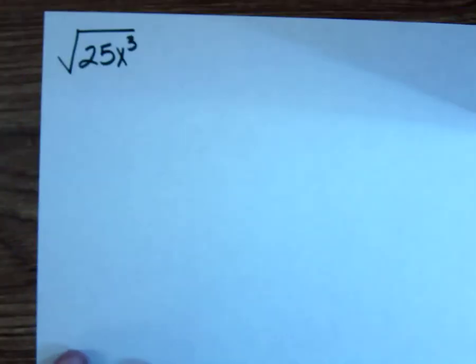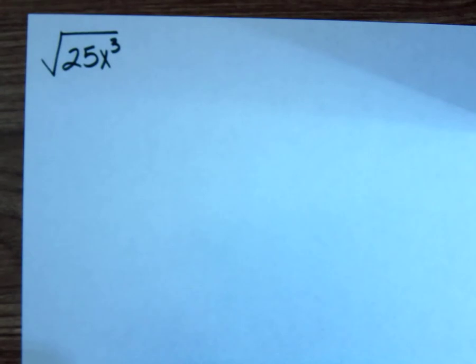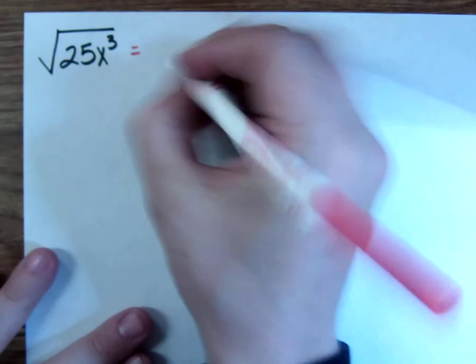Square root of 25x cubed. So here's where these start to get a little weird, because I can take the square root of 25. Square root of 25 works out perfectly. I can't take the square root of x cubed. So I'm going to separate these.